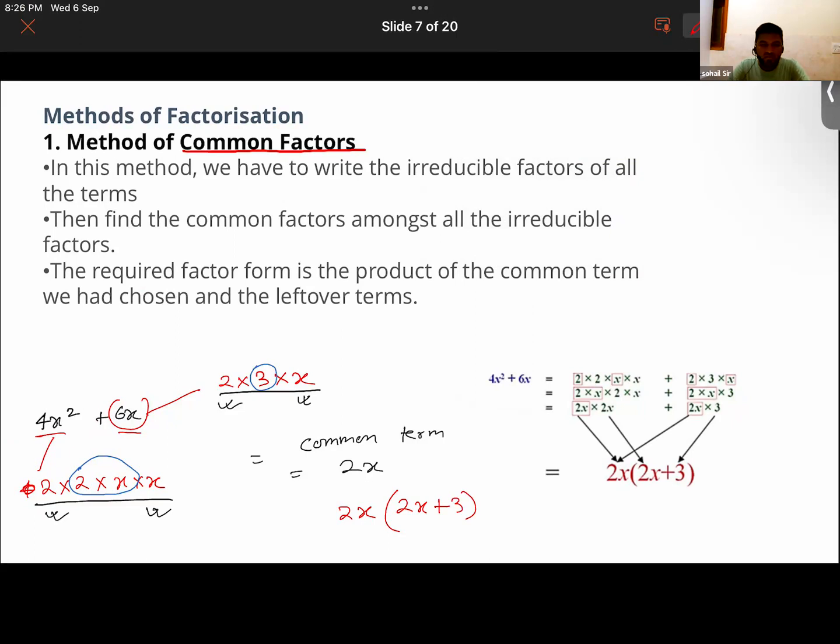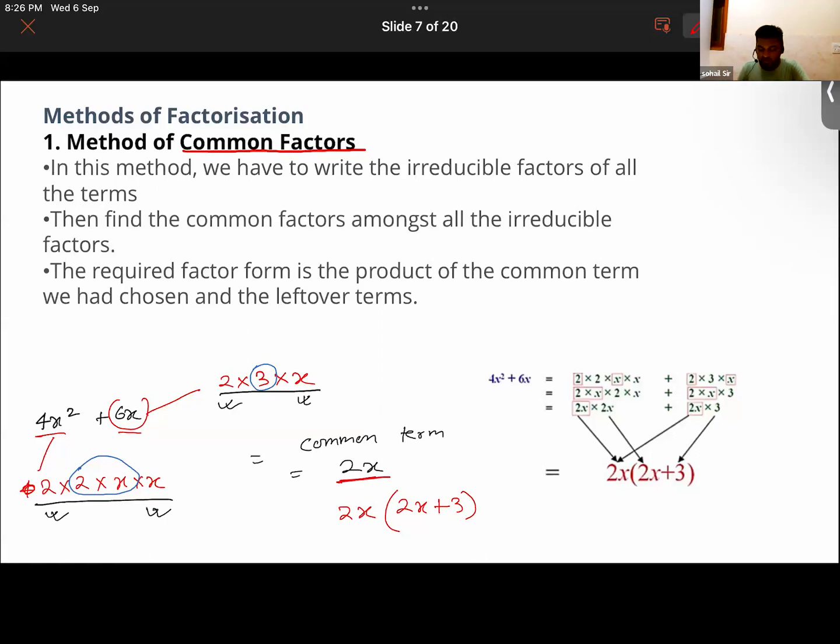Did you understand what I did in the last step? I didn't understand. Okay, look here. The first step is you have to find the common factors. Do you understand that? The common factor is 2x.